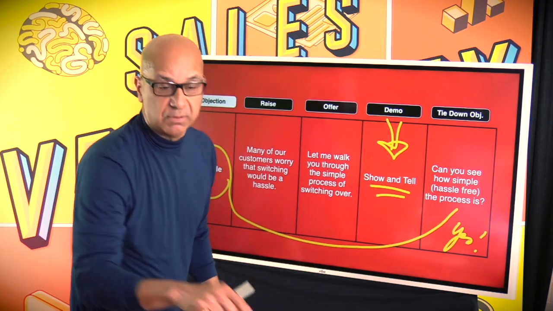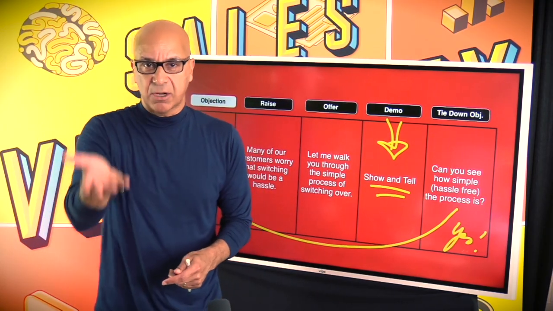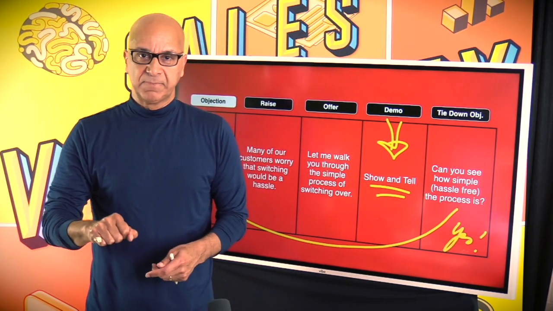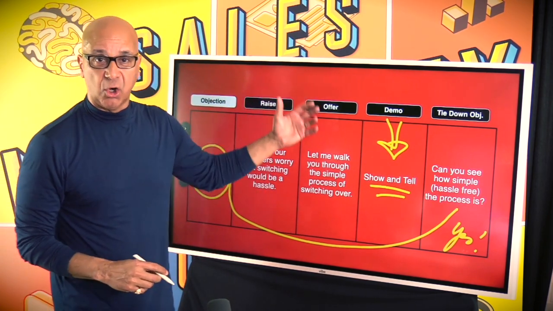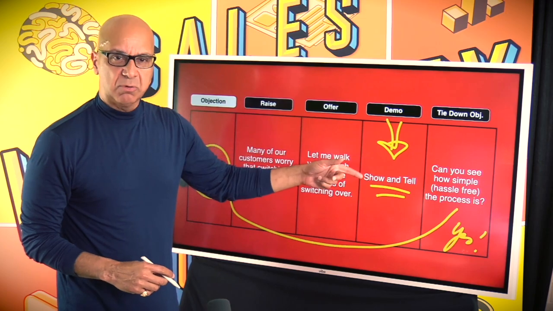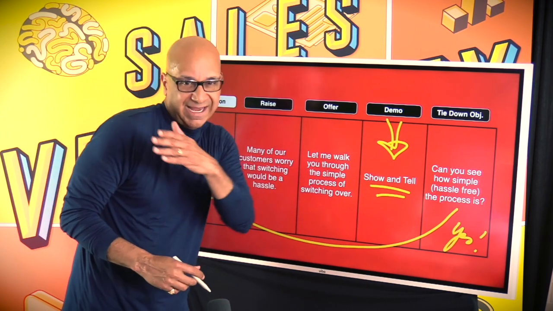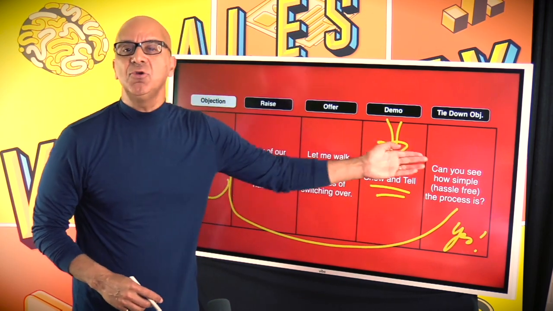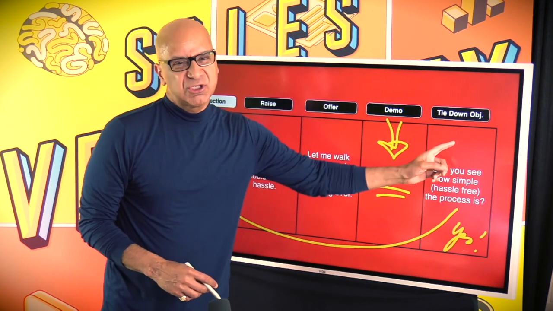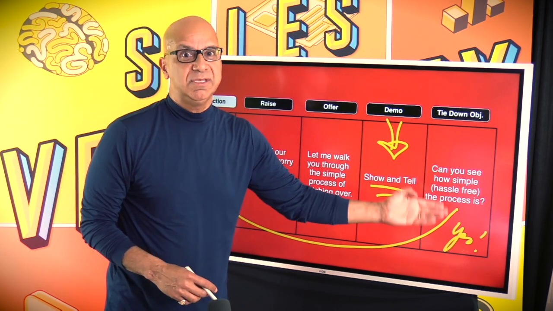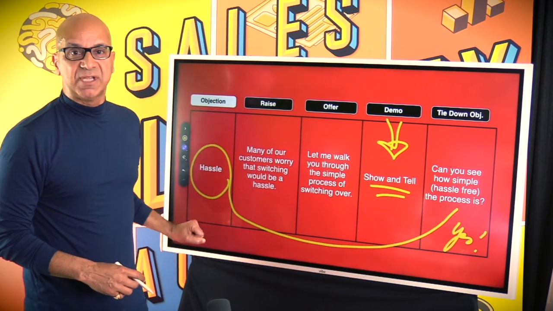That's what's powerful. So now, in that presentation, I raise the issue of hassle. And so again, I put it to bed. Again, I raise it, I offer to resolve it, I do some show and tell, something that'll show how the transition will work. And then you ask this key question: Can you now see how with our phase plan, this is really not going to be a hassle? And they're going to go, yes. And that basically ties down this objection.